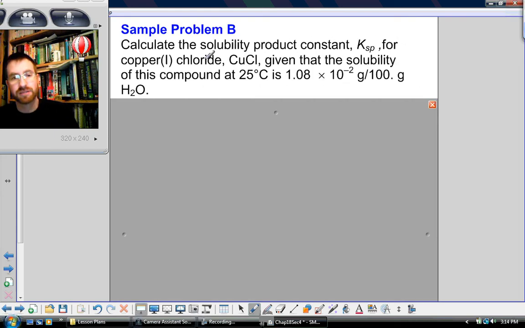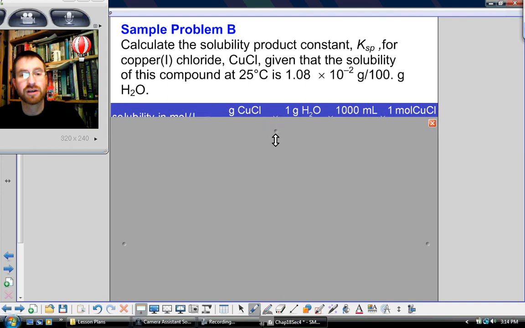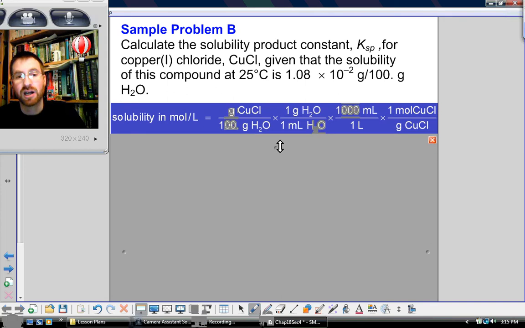So here we're looking at a sample problem. Calculate the solubility product constant Ksp for copper(I) chloride, given that the solubility of this compound at 25 degrees Celsius is 1.08 times 10 to the negative 2 grams per 100 grams of water. Alright, well, the first thing we need to do is figure out what our molar concentrations are. And so this is the general expression for that.